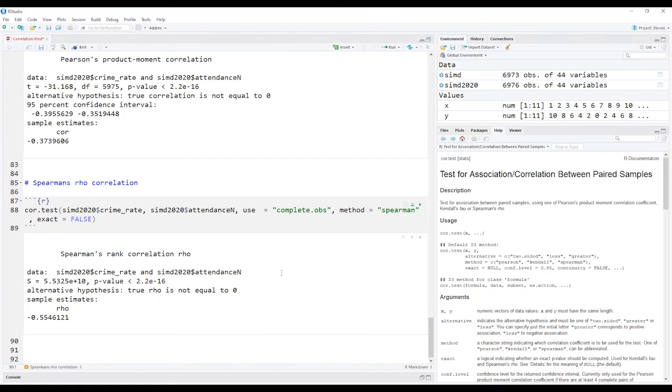Let's have a look at that output. Okay, so our p-value is under the 95% confidence level. Instead of having R at the bottom, the correlation is denoted by rho. Minus 0.55, which is slightly stronger than the Pearson's correlation. So we can therefore infer again that we have a negative moderate relationship between the two variables.